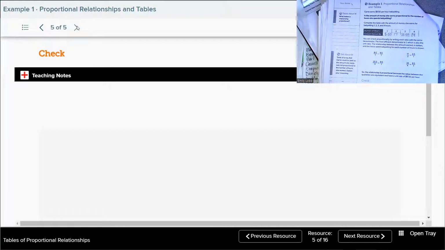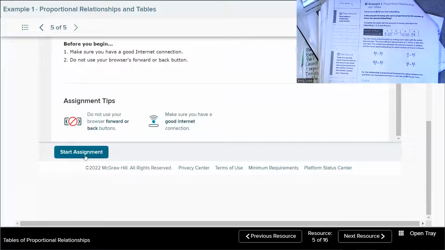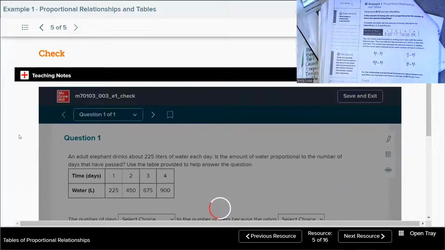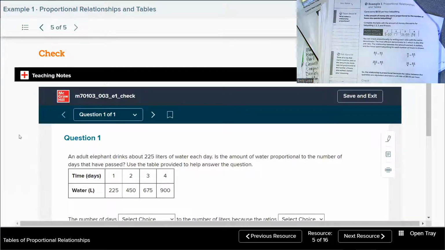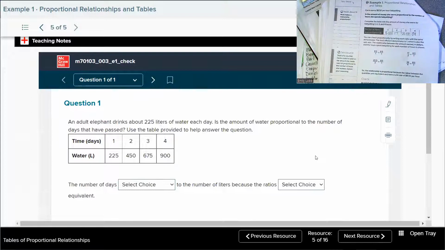All right, here's your check finally. In your packet on the bottom of page 22 is your check. Remember, if you're ever not here, you can go in and put in your answer to your check and see if it's correct or not. If you're not sure, you can get instant feedback on your check.